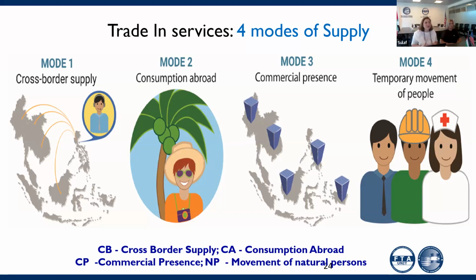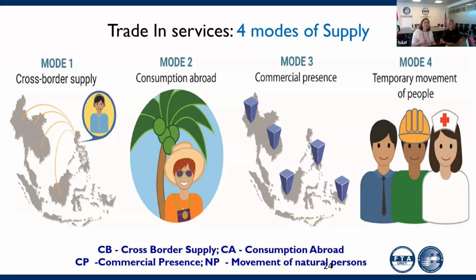Mode 2, consumption abroad. A very basic example is tourism. Tourism is trade. When the tourist moves from one country into the other, so we have an American tourist coming to Jordan, coming to Oman, they have moved and consumed the service of tourism abroad in the other country. Another example is people traveling to receive medical treatment. This is a form of trade.